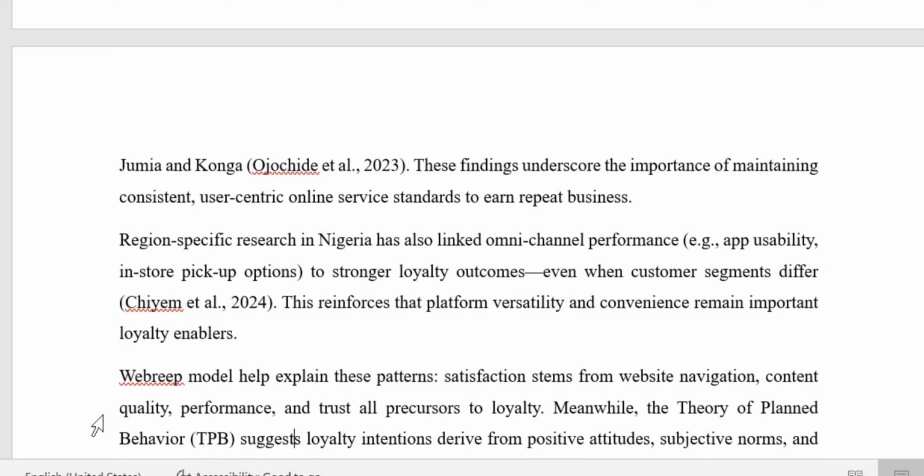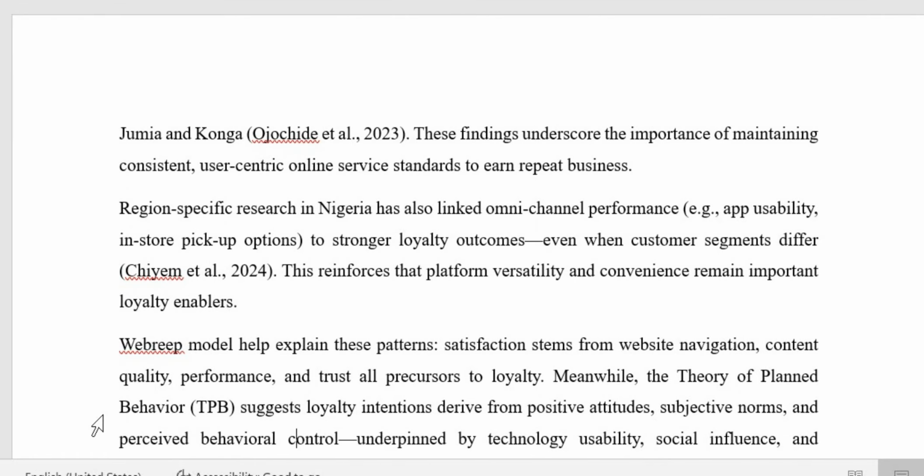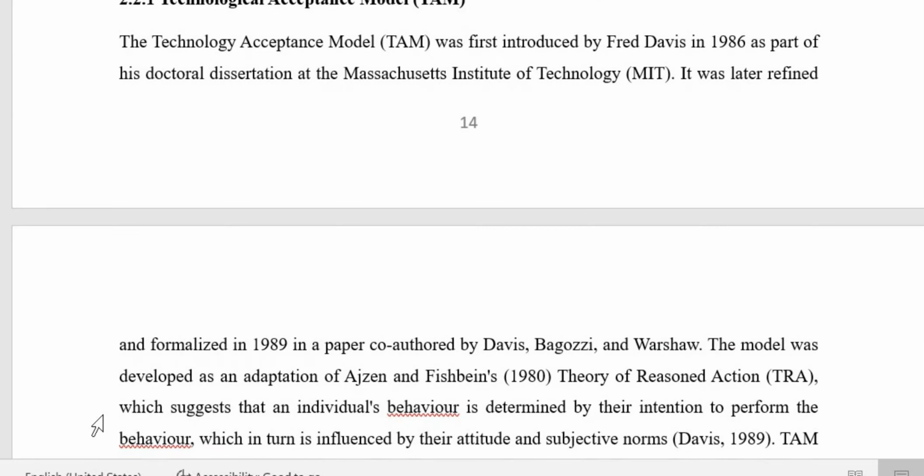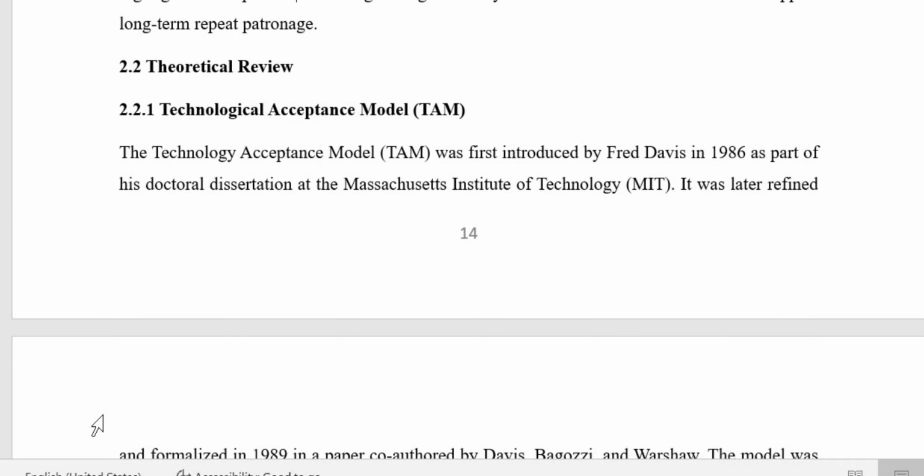So whatever topic you are working on, definitely there'll be a theory, one that tells you that if this happens, this will be the result. So for every research paper or project that you are doing, there will always be what we call a theory that underpins that topic and explains it better. Okay, let's look at this one now. Here we are under the theoretical review. The theory that underpins this topic is the technological acceptance model.